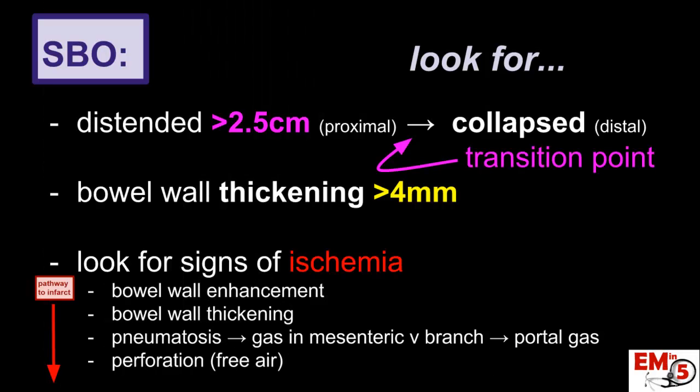So to review, for an SBO, we're looking for distended proximal bowel greater than 2.5 centimeters. But what you can really look for that's helpful is that collapsed distal bowel. For bowel wall thickening, you're looking for greater than 4 millimeters. And once you've diagnosed the SBO, you need to look for signs of ischemia. For example, bowel wall enhancement or thickening, pneumatosis, or maybe portal gas, or eventually free air from perforation.